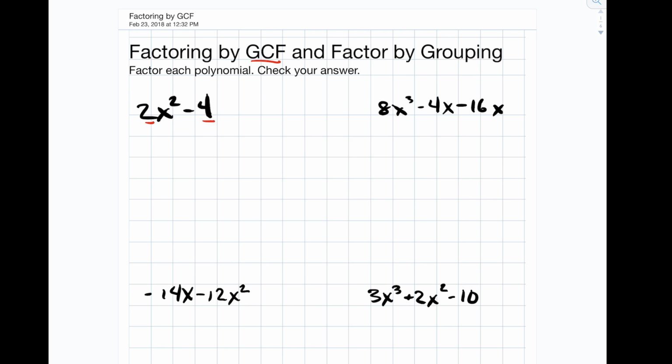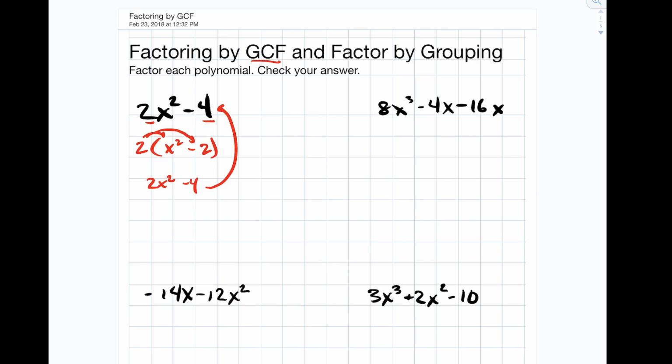It's pretty easy. So just like as if we were doing a distributive property, you would have a number on the outside. In this case, it's a 2 because 2 goes into 2x squared, and 2 goes into 4 2 times, right? And I know this is correct because if we redistributed this 2 back in here, we would get 2x squared, and then 2 times negative 2 would be negative 4, which is the original problem. Okay? So let's take a look at this example.